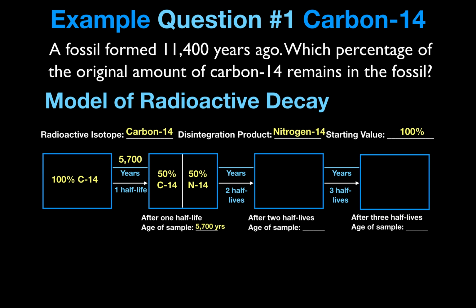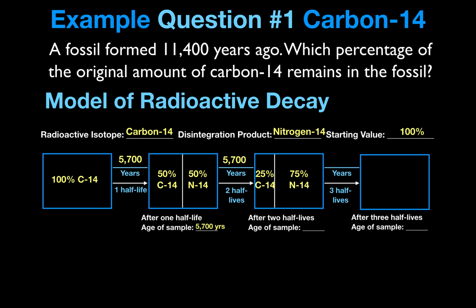So now let's keep going in this chart. More time passes by, another 5,700 years goes by. That means we've experienced 2 half-lives. Now, that 50% carbon-14 that we have after 5,700 years gets cut in half again, so that 50% carbon-14 turns into 25% carbon-14. Because remember, the half-life is always the amount of time it takes for a sample to be reduced by half. So from 50% carbon-14, we're going to 25% carbon-14. That means the remaining part of the sample is 75% nitrogen-14.